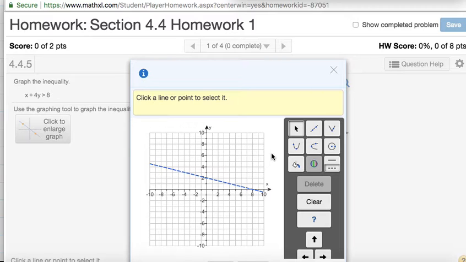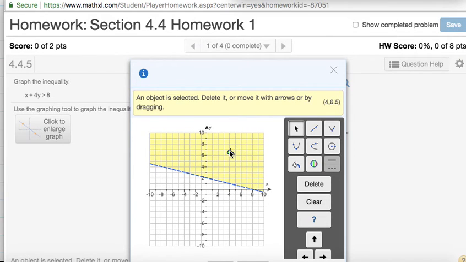Then for shading, what you're going to use is this little paint bucket. If you remember Microsoft Paint, if you ever used that when you were younger, it's the same idea. When you use the paint bucket, it's going to shade everything in that area. So I click on the shading bucket, and then I click on the side of the line that I want to shade. So I'm going to think about, okay, plug in 0, 0. 0 greater than 8, that's false. So I need to shade the side that does not include 0, 0, so I'm going to shade above the line. Click on the paint bucket.